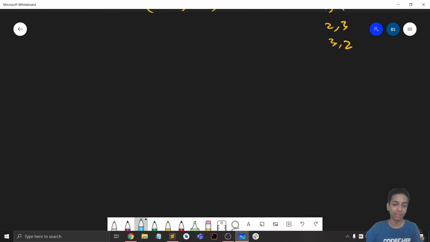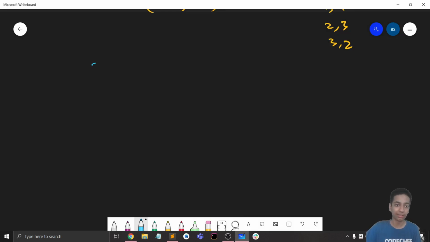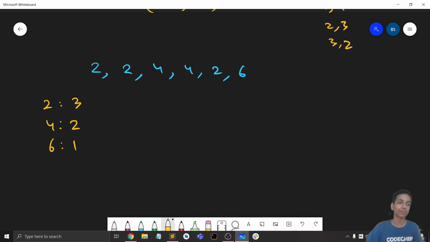So say you have the array, so let's take up the same array, right? So you have 2 2 4 4 2 6. Right. So pretty evidently we need the frequency of a number. So we'll use frequency arrays for that. A frequency array or a map, whatever you want to use, is simply storing the frequency of a number. So it will be something like 2 occurs 3 times, 4 occurs 2 times, 6 occurs 1 time. Right. So this will be the map or array, whatever you want to use.